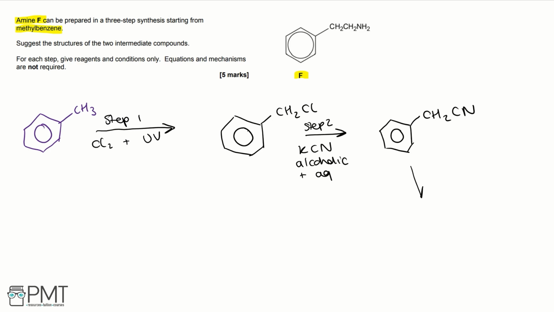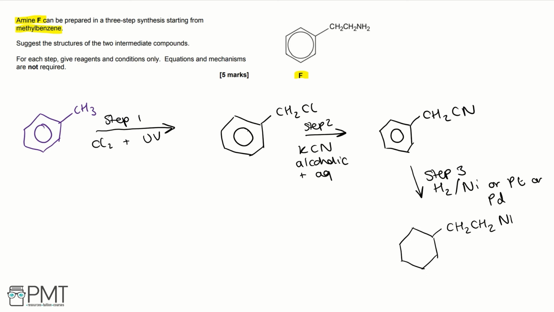And then finally, in step 3, the conditions we need are hydrogen and either a nickel catalyst or a platinum catalyst or a palladium catalyst. And what this is going to do is hydrogenate the nitrile group on the end so that we can form our amine F. So we're going to get CH2, CH2, NH2. So we're hydrogenating this carbon and this nitrogen, or the nitrile group, and we're making amine F.